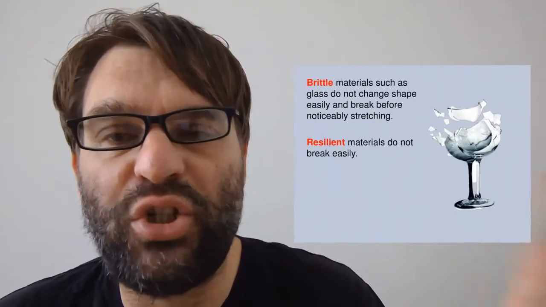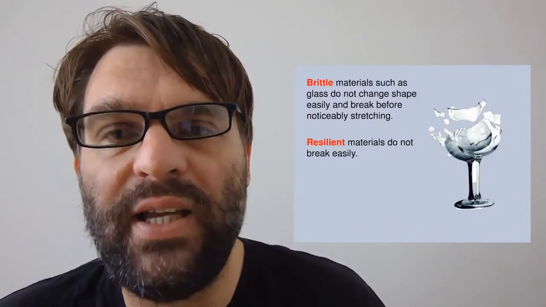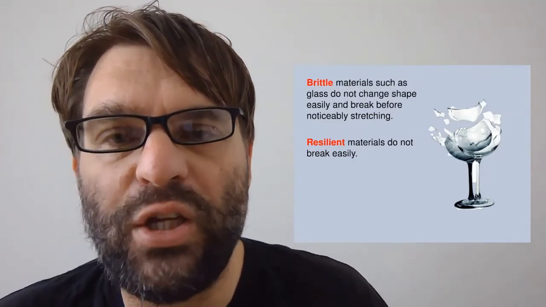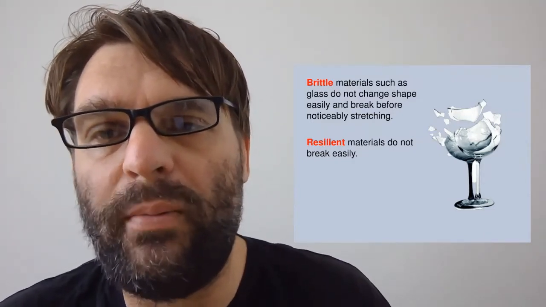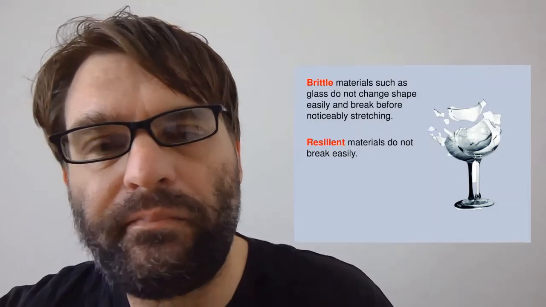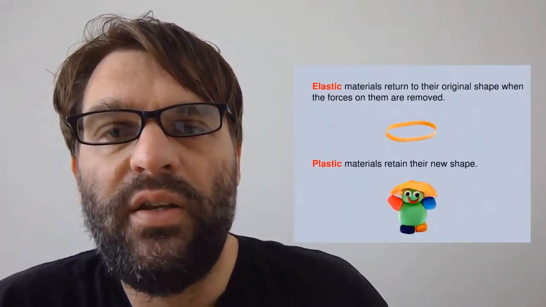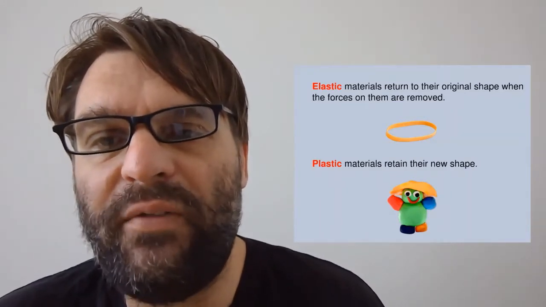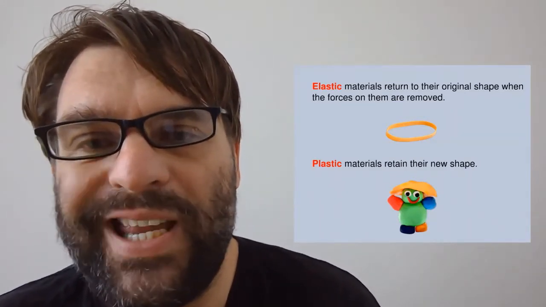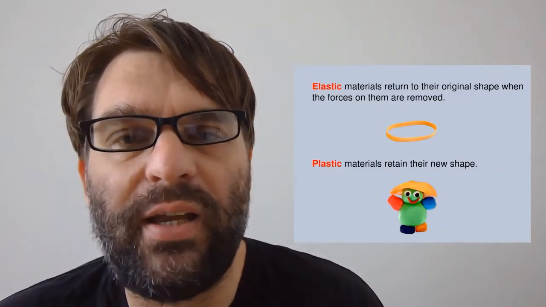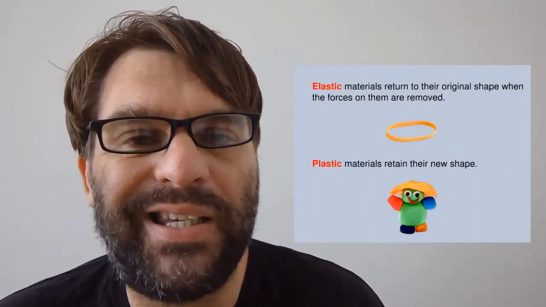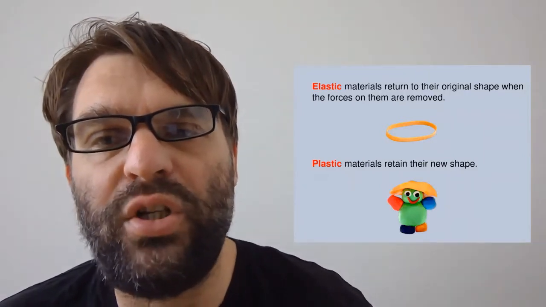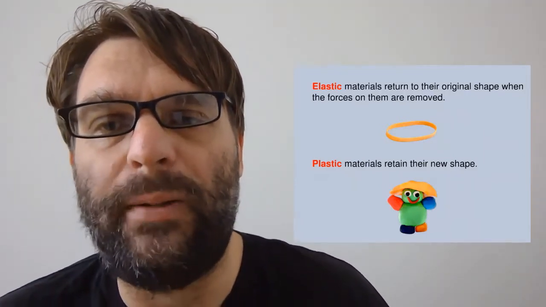So brittle materials, such as the glass we have here on the right, do not change shape easily. They break before stretching, whereas resilient materials do not break easily. So elastic materials like this rubber band return back to their shape after they've undergone compression or tension, whereas plastic-like materials like this plasticine model here retain their new shape after they've been compressed or undergone tension.